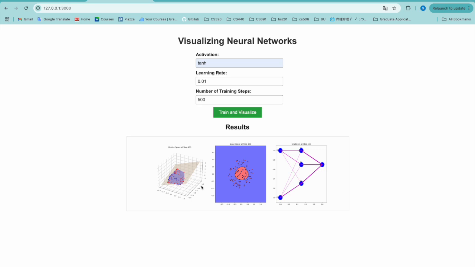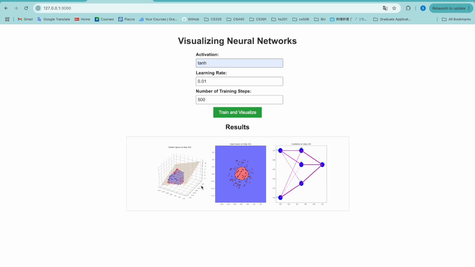The Tanh color decision boundary evolves during training, gradually adjusting to effectively divide the clusters. By step 500, the boundary is well positioned, reflecting the network's ability to map the input data into a linear, separable hidden space.